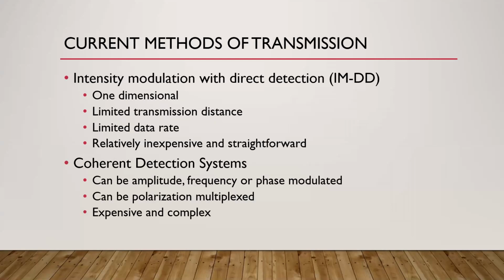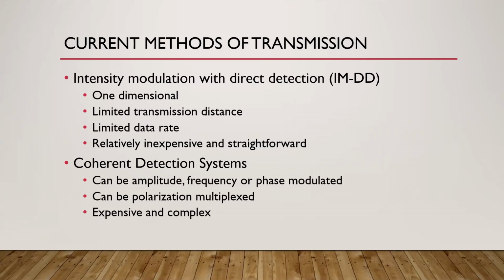So the current methods of transmission, on the more simplistic or basic side, we've got intensity modulation with direct detection. I think everybody's fairly familiar with that. As you know, it's one-dimensional, it's limited in transmission distance and data rate, but it's also relatively inexpensive and a straightforward means. On the other end of the scale, you have coherent detection systems.